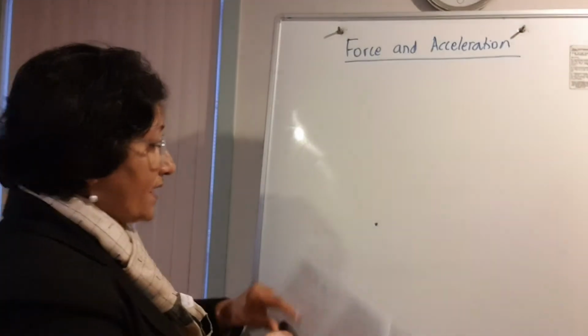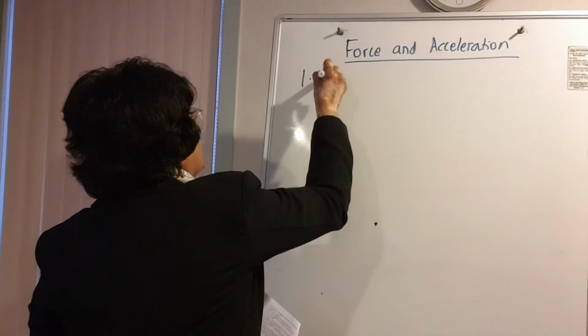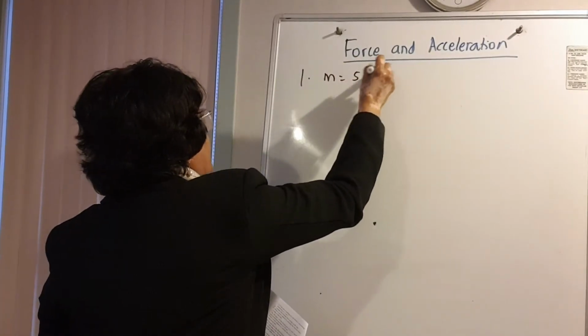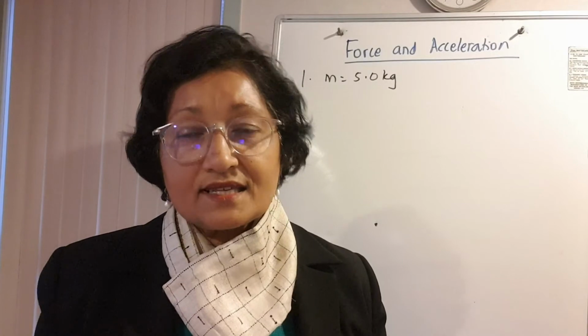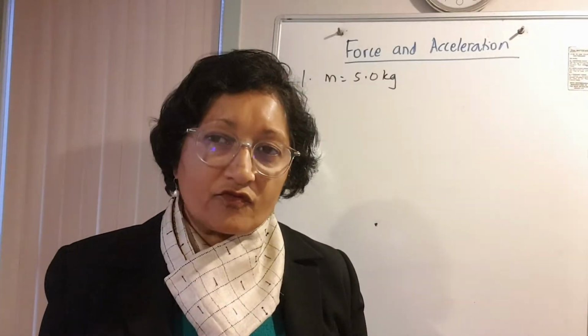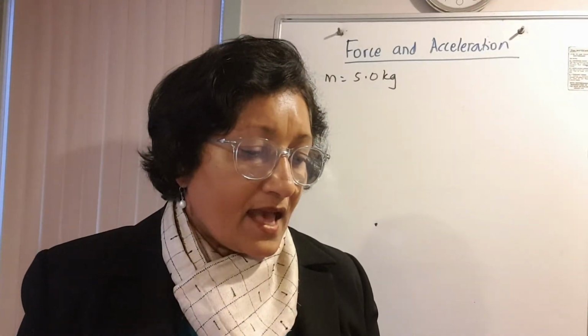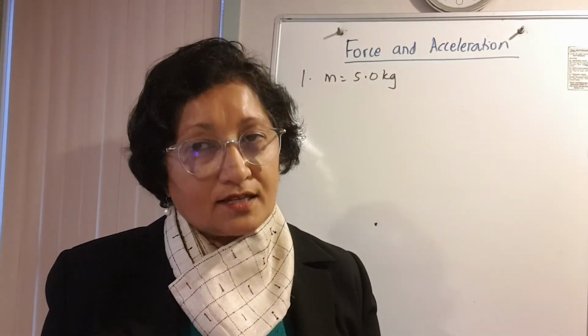So here's the first question. This is question 1. A sledge of mass 5 kilograms. I'm just going to write the mass of the sledge: the mass of the sledge is 5 kilograms. It is accelerated on an icy surface. The moment the word icy comes, it means that there is no friction. And it is accelerated by pulling on a rope attached to its front end.